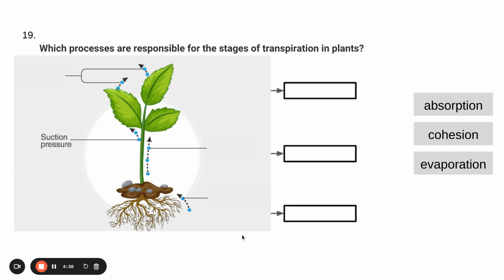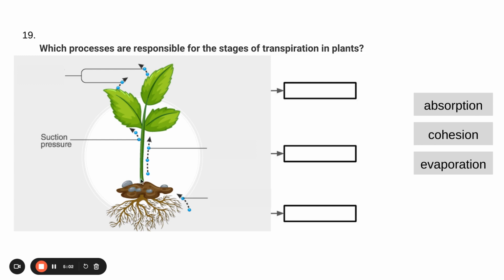Number 19, which processes are responsible for the stages of transpiration in plants? So our choices are absorption, cohesion, and evaporation. Now, if I were writing this, I would change up a couple of words. Well, first we have absorption through the roots. So a little bit of concentration gradient going on there.